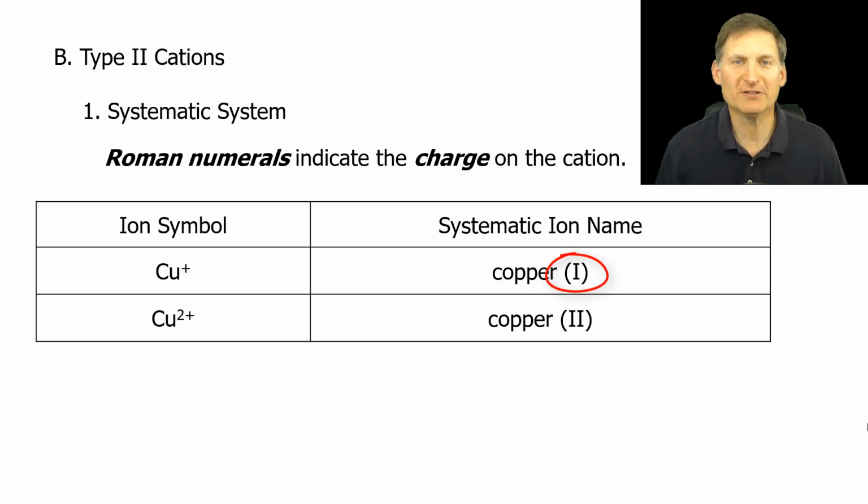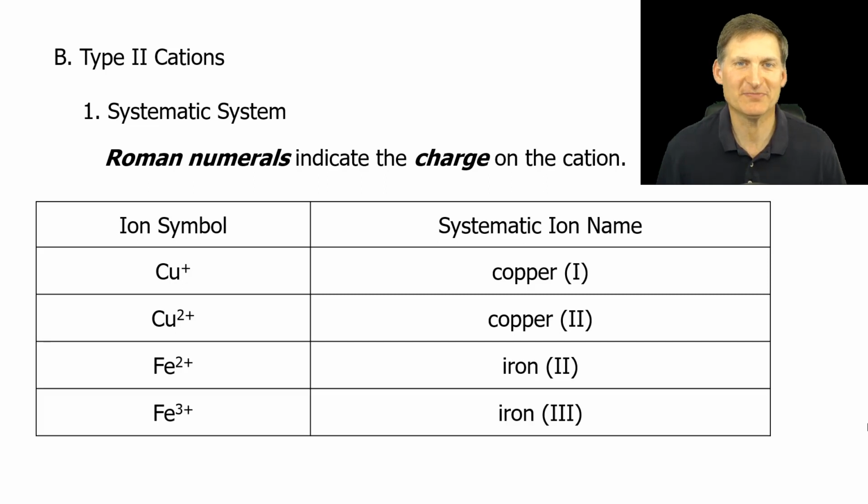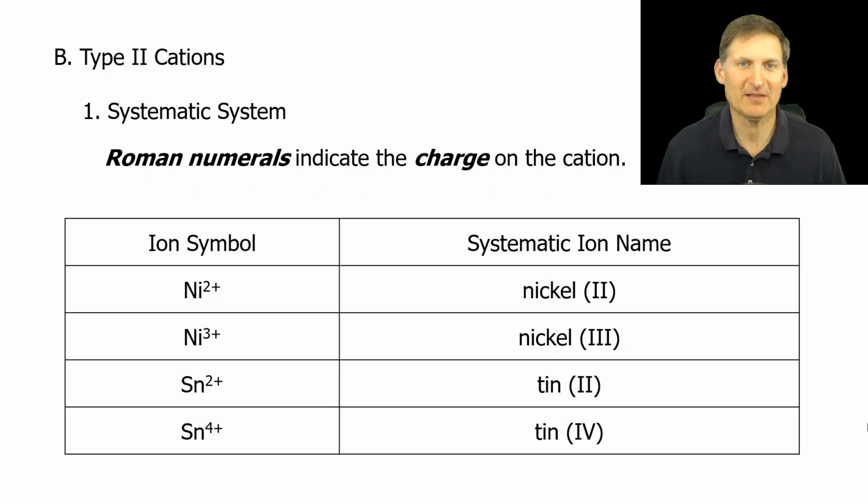This Roman numeral tells you the charge of this one is +1. The other is called copper 2, representing the ion with a +2 charge. Here are the corresponding names for the two ions of iron. Here are some others. To be clear, you don't have to memorize that nickel can be +2 or +3. But if you were to see the name nickel 3, you should be able to write this formula.